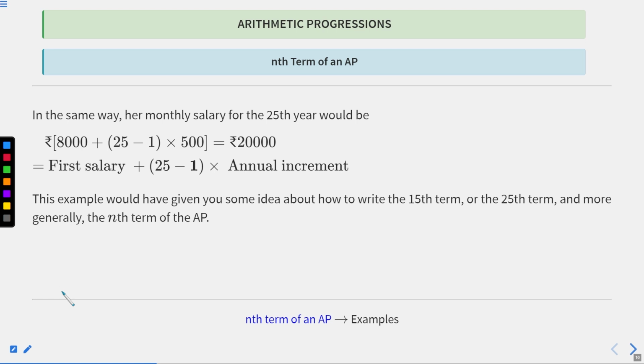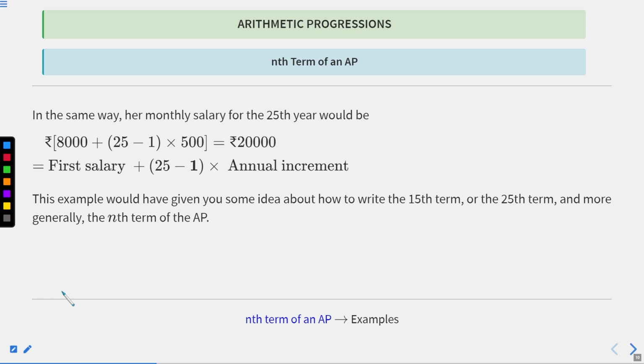So by this example we get some idea for finding the nth term of an AP. In this lecture our main motive is to find the nth term of an AP, and we will explore many examples that will make this topic clear.